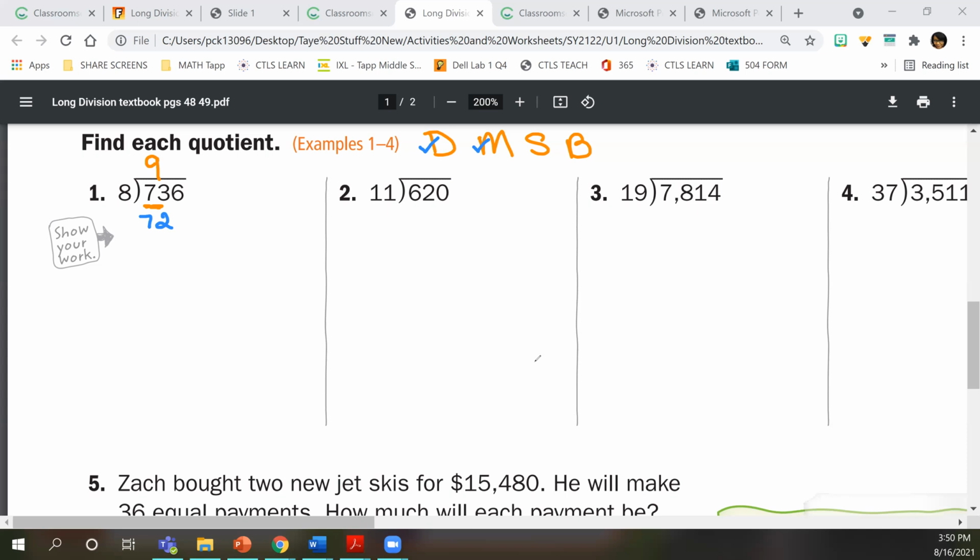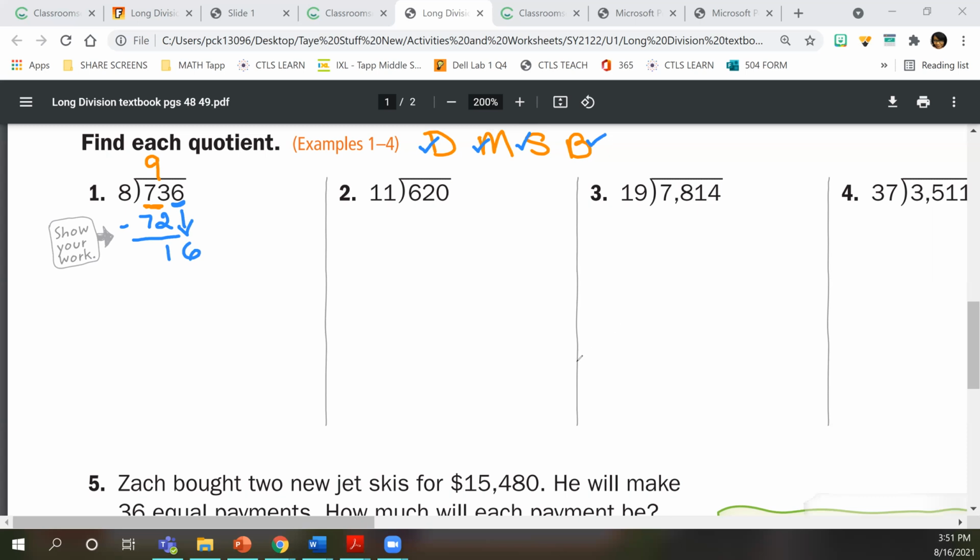What's the next step? Subtract. Very good. So this is where I am subtracting that 72 from the 73. So 73 minus 72 is what, guys? 1. Very good. So I'm just going to put my 1 there. So I'm done with subtraction. Next is bring down. So I have this next number here of 6. So I'm going to bring down my 6. So what number are we working with now? 16. So we are done with bringing down.